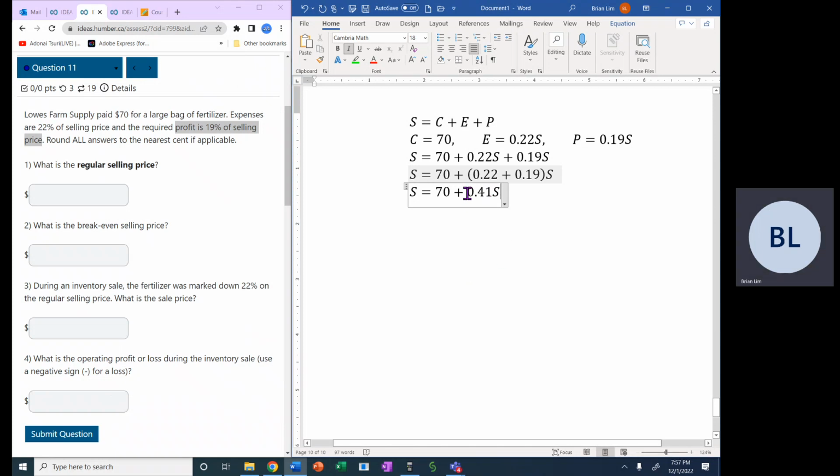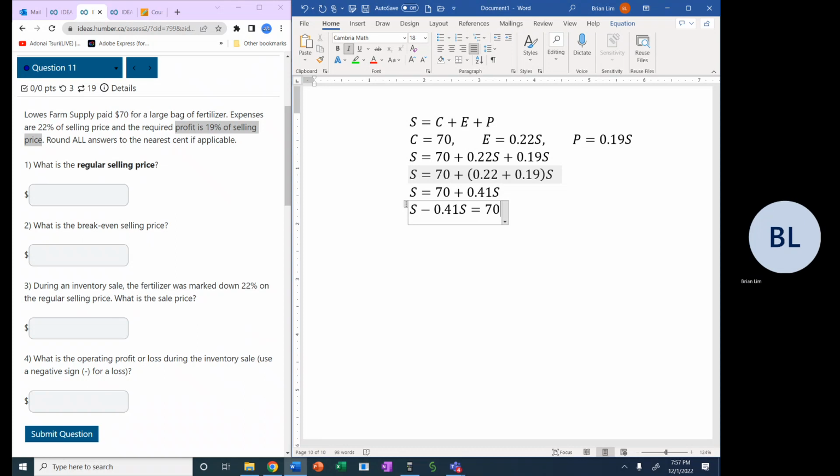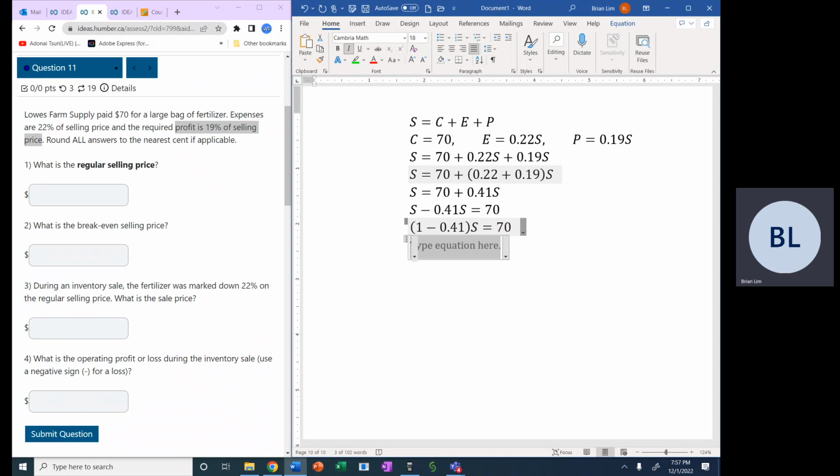All right, so let's continue. We will move this 0.41s to the left side. We have s minus 0.41s is equal to 70. We can also do the factoring. s is really 1s. So 1 minus 0.41 times s is equal to 70. And 1 minus 0.41 would give us 0.59s is equal to 70.